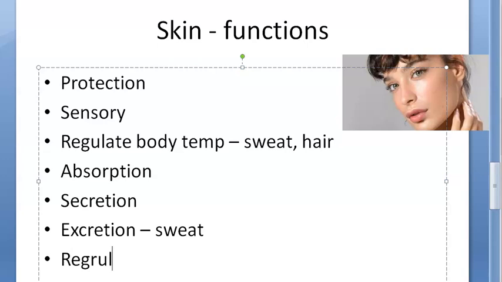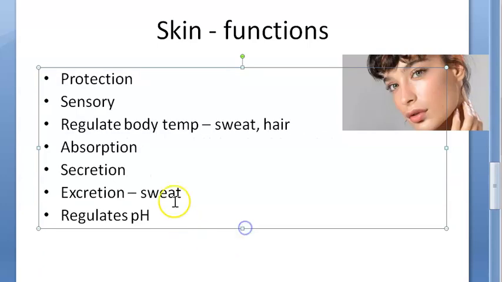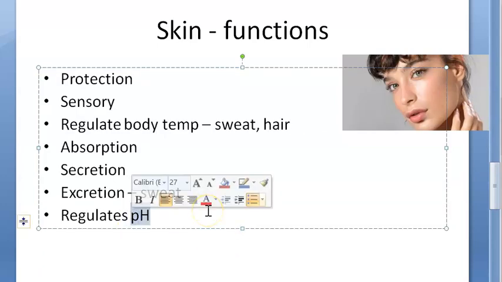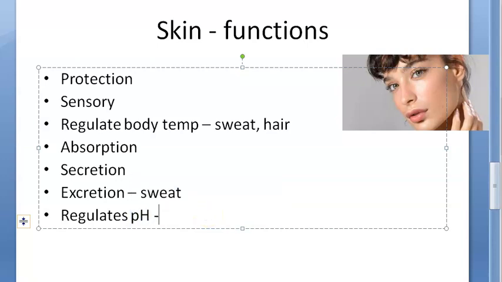It not only regulates your body temperature, it regulates pH. How is that possible? pH is what? Acidity, alkalinity. So basically acid is excreted through sweat. If it excretes acid in sweat, then you will be less acidic. Very good, so that's nice.